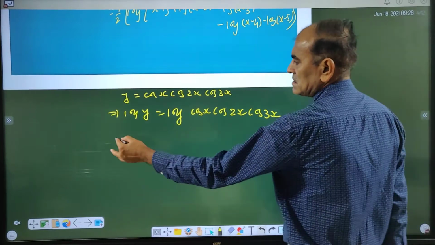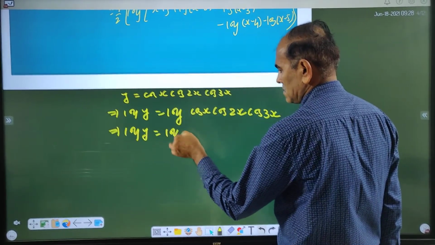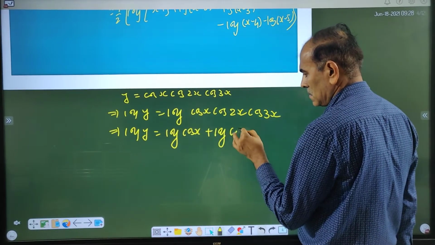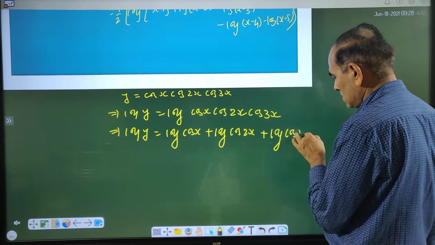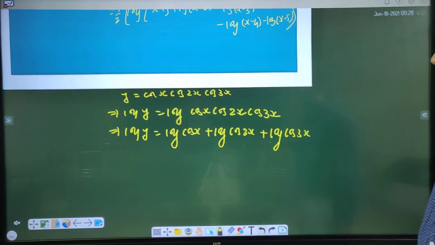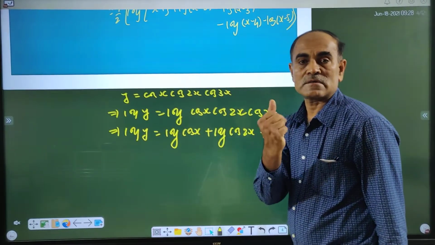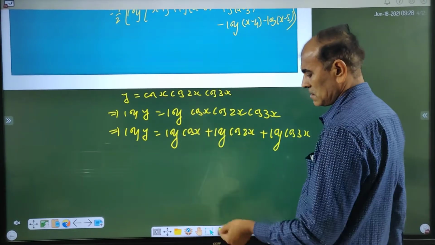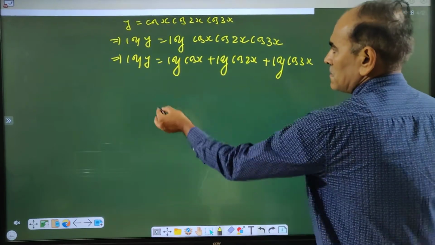So this implies log y is equal to log cos x plus log cos 2x plus log cos 3x. Otherwise, you need to apply the product rule for three functions. That step is so lengthy. But if we take log, then it is very easy for us. So what do we have to write?